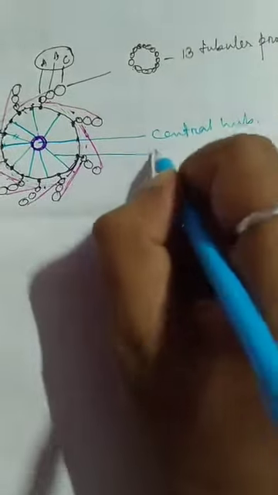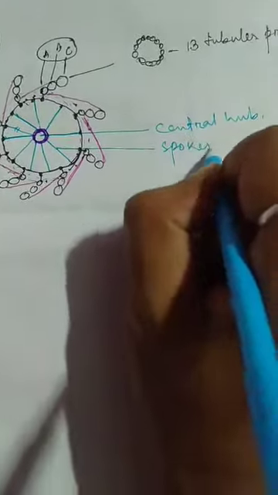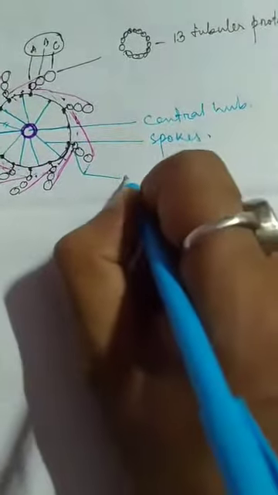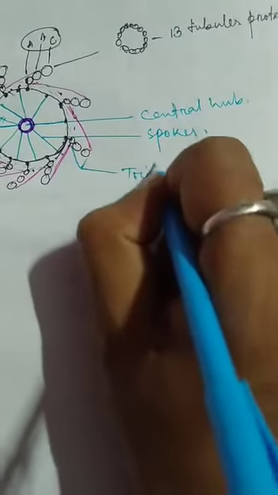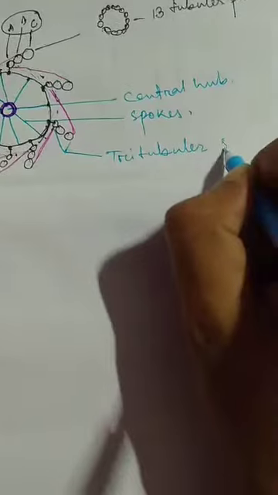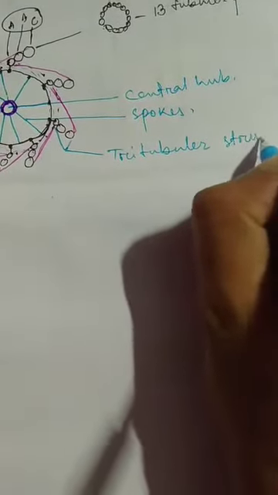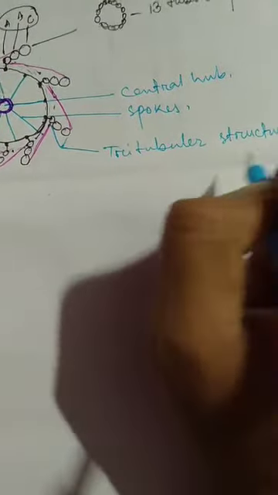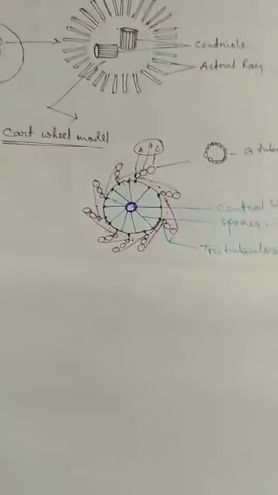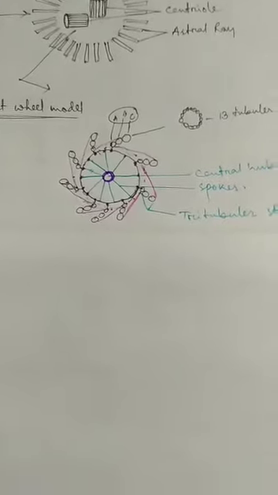It has 9 spokes, the tritubular structure, central hub, spokes and tritubular structure. For that, this model is also called the cartwheel model. Okay, it looks like this.